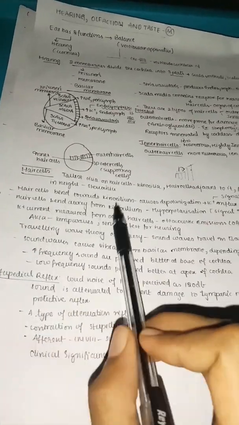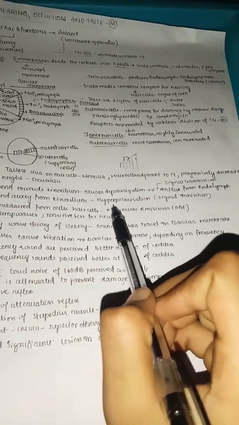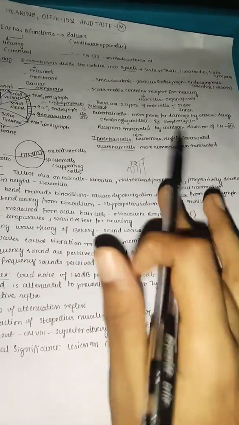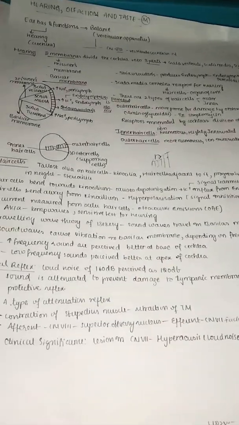And if hair cells bend away from the kinocilium, then it will lead to hyperpolarization. So it's a signal inhibition. So if hyperpolarization, signal inhibition. If depolarization, signal transmission. Very important point.